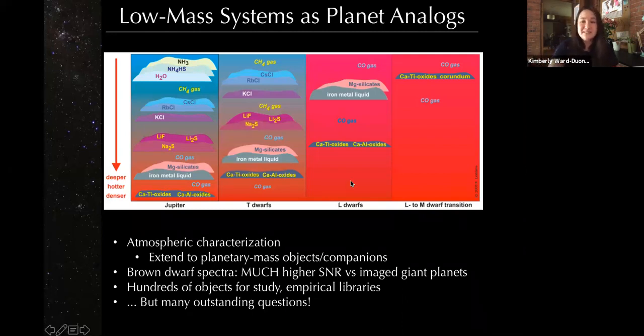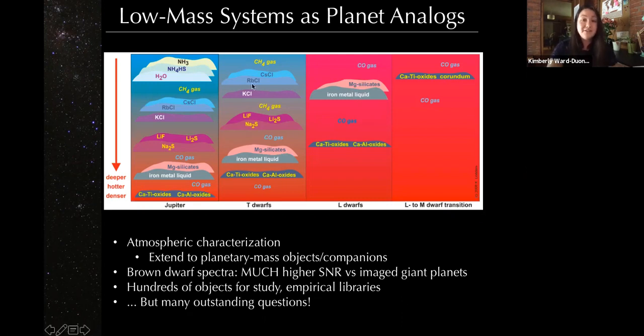So I really like this visualization from Katharine Lodders that shows what happens in the atmospheres of these objects as you start from hot temperatures on the right. So an M-type star might have an atmosphere that's mostly CO gas. Maybe it has a few of these dusty metallic oxide species or materials like corundum. As you cool down to cooler and cooler temperatures, these clouds start to sink. You start to form different types of iron metal liquid. In fact, the hottest brown dwarfs we think have liquid iron rain that can condense out from the clouds and rain out in the atmosphere.